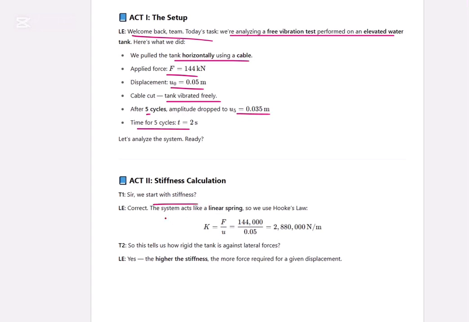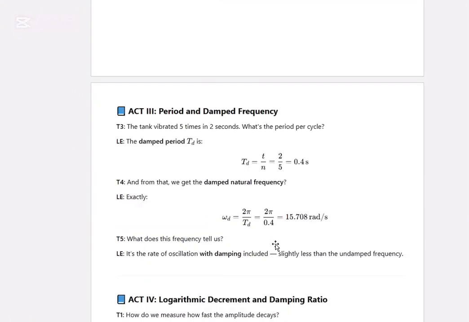So we start with stiffness. The system acts like a linear spring, so we use Hooke's law. This tells us how rigid the tank is against lateral force. The higher the stiffness, the more force is required for a given displacement.